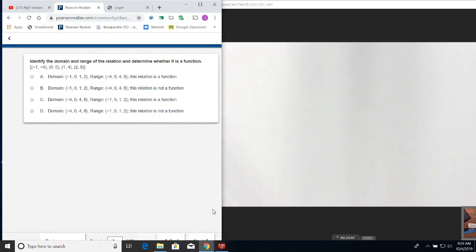All right, let's go to the next one. Identify the domain and range of this relation. Tell whether it's a function. First of all, is it going to be a function? Negative 1, 0, 1, 2? Yes. What's the domain? Negative 1, 0, 1, and 2. So far, does A look good? A looks good. Let's check out the range.